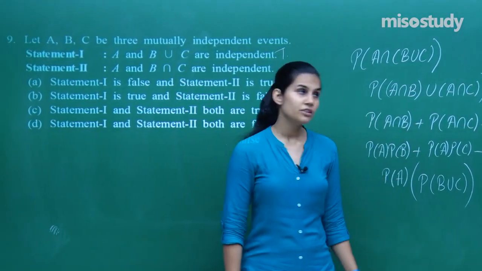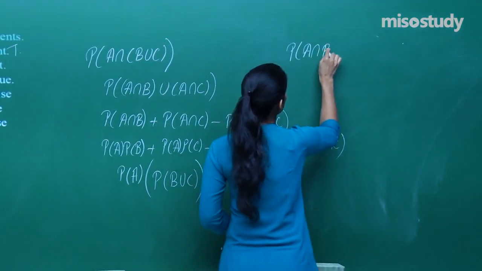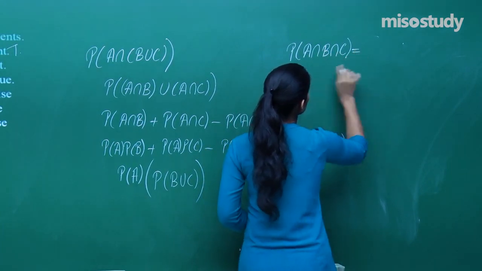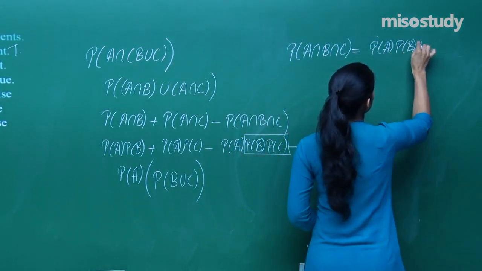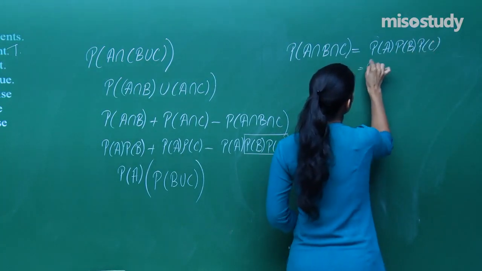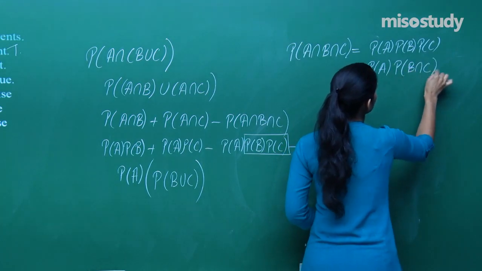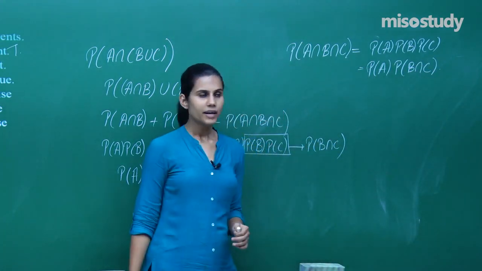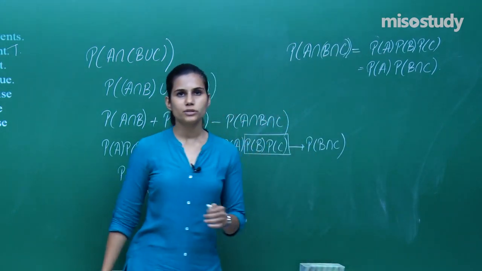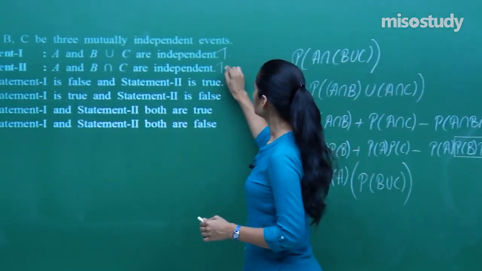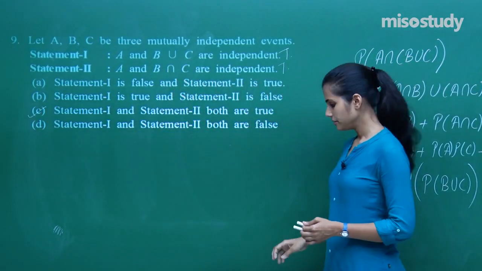What about the probability of A intersection B intersection C? This is very easy. I know A, B, C are mutually independent, so I can write this as probability of A, probability of B, probability of C, which can be written as probability of A into probability of B intersection C. Fine. So probability of A intersection B intersection C is probability of A into probability of B intersection C. So even these 2 are independent. Clear?